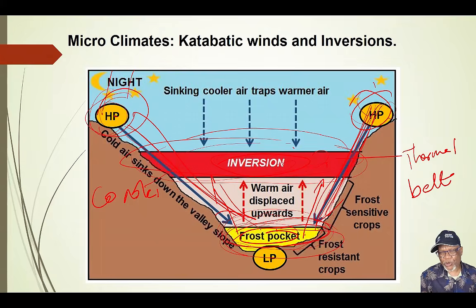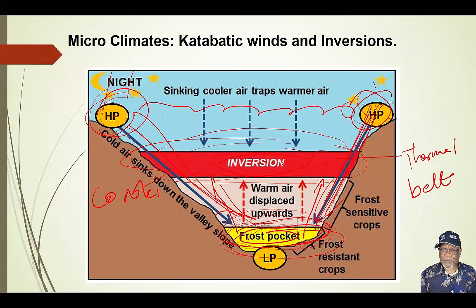And then what will happen to the warm air that was there is that it is going to move. But it cannot move completely out of the valley because the air above it is also colder. So because the air above it is also colder, it's stuck in the middle of the valley, forming what we call the thermal belt. And then because the warm air is found above the cold air, what do you call that process? We call that process temperature inversion. What is temperature inversion? It is the increase of temperature with height.